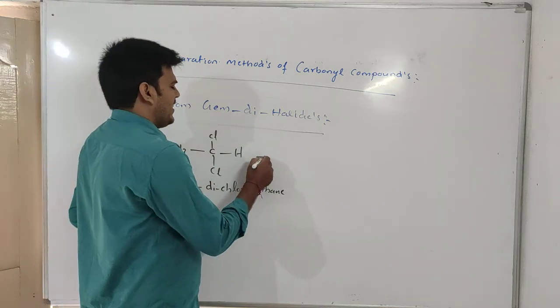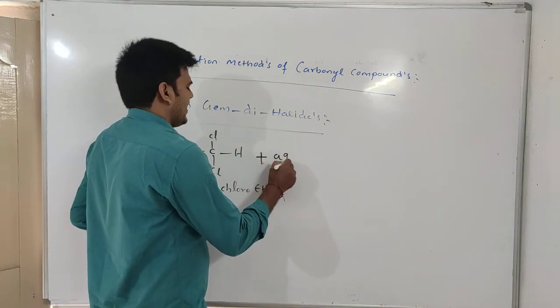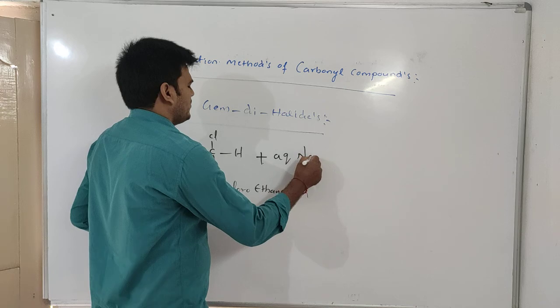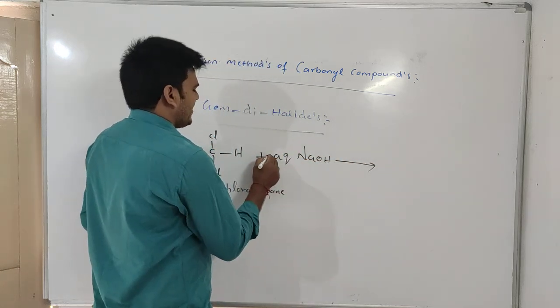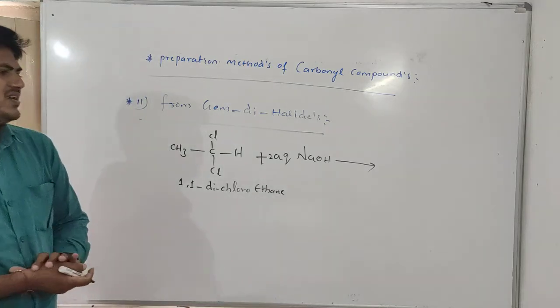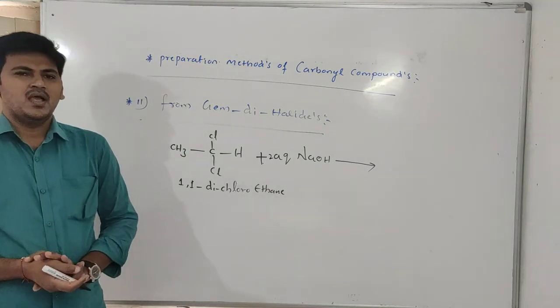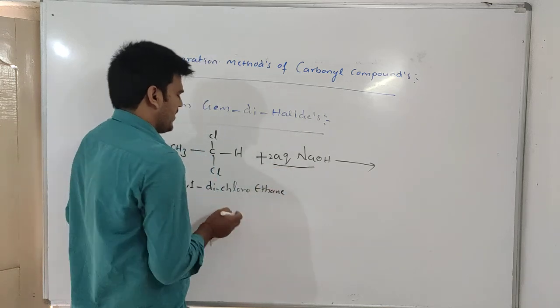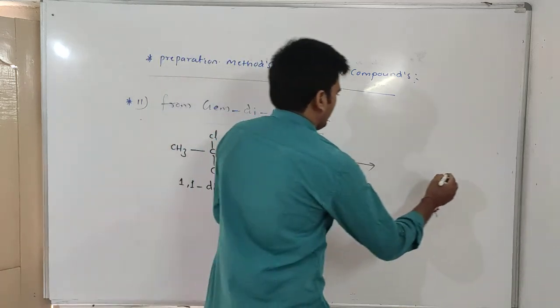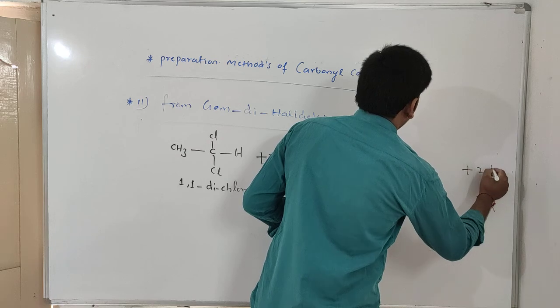And the geminal dihalide reacts with aqueous NaOH, sodium hydroxide, but 2 moles of aqueous sodium hydroxide. A very simple answer: 2 moles of sodium next to the 2 chlorine atoms, so the byproduct is 2NaCl.